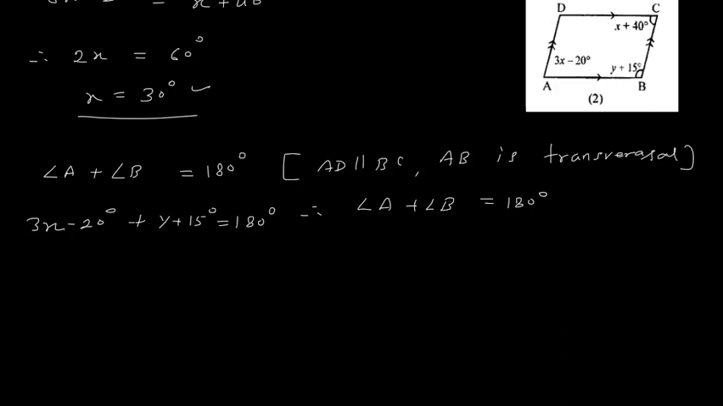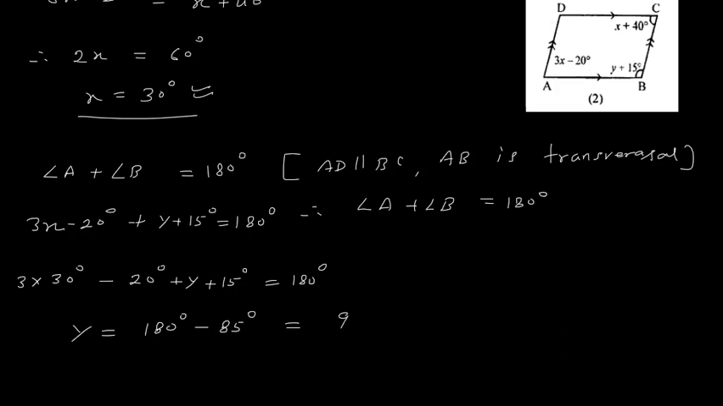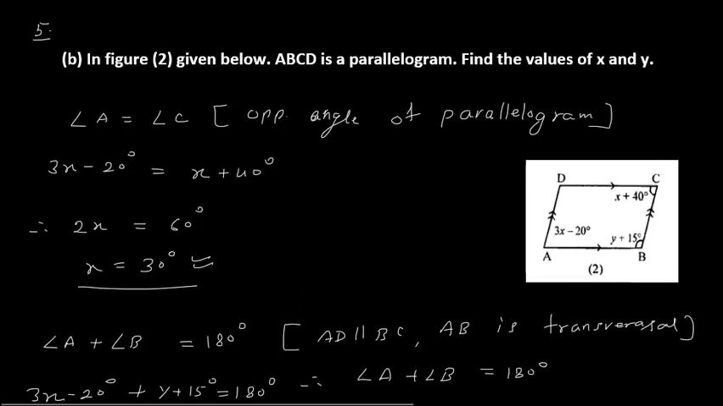So now we have the value of x, so we put it here: 3 into 30 degrees minus 20 degrees plus y plus 15 degrees is equal to 180. So here 3 into 30 is 90, 90 minus 20 is 70, 70 plus 15 is 85. So I will say that y is equal to 180 degrees minus 85 degrees. So 180 minus 80 is 100, minus 5 is 95. So the value of y is 95 degrees. So the value of x is 30, the value of y is 95.